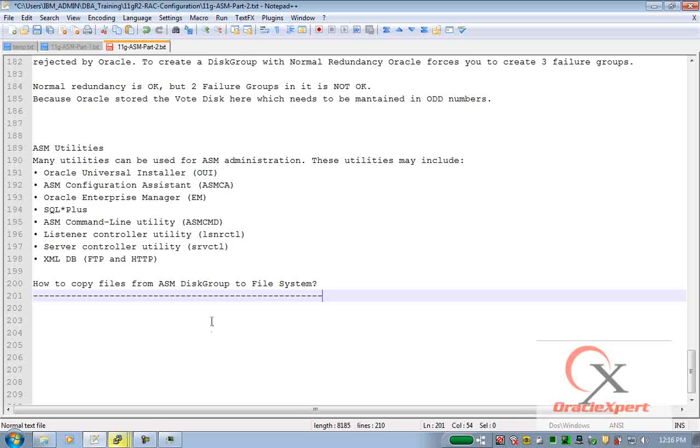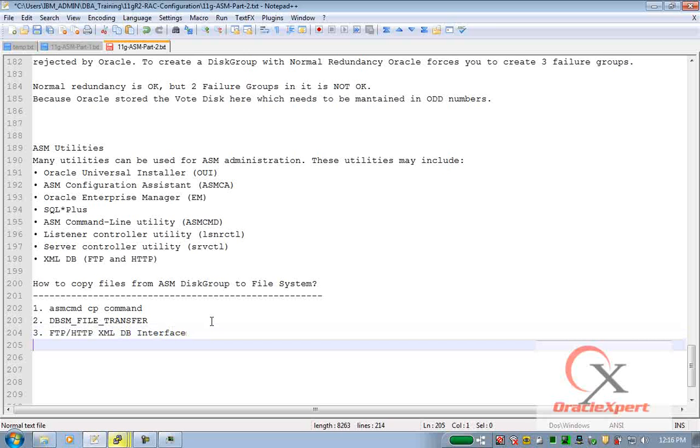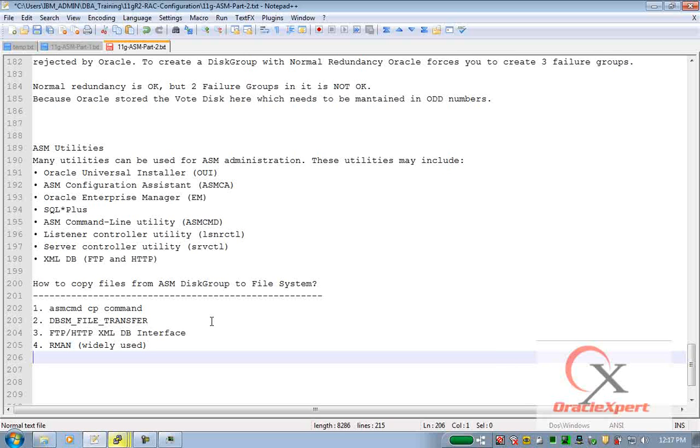So one way to copy a file is to use the ASMCMD cp command. Another way could be the DBMS_FILE_TRANSFER PL/SQL package. Another way could be FTP, HTTP, XML DB interface. Another could be RMAN. The only method that is widely used is RMAN. So there could be multiple ways of dumping a file from an ASM disk group to a file system for whatever reasons.